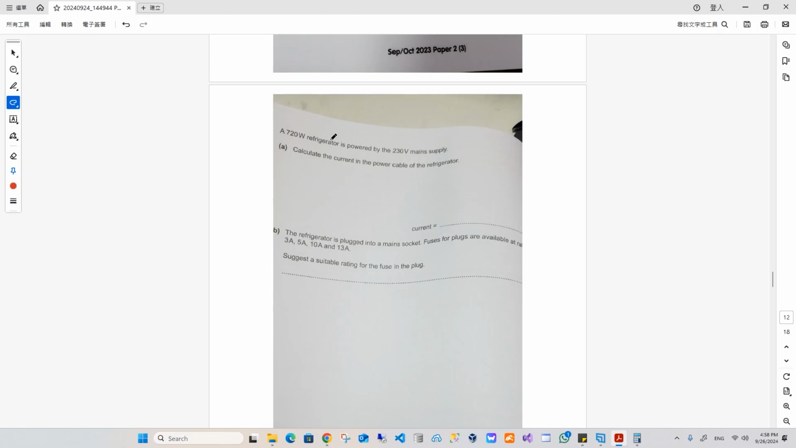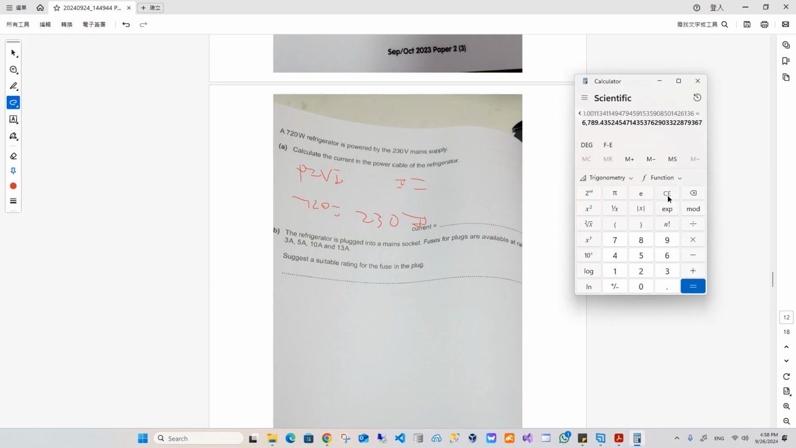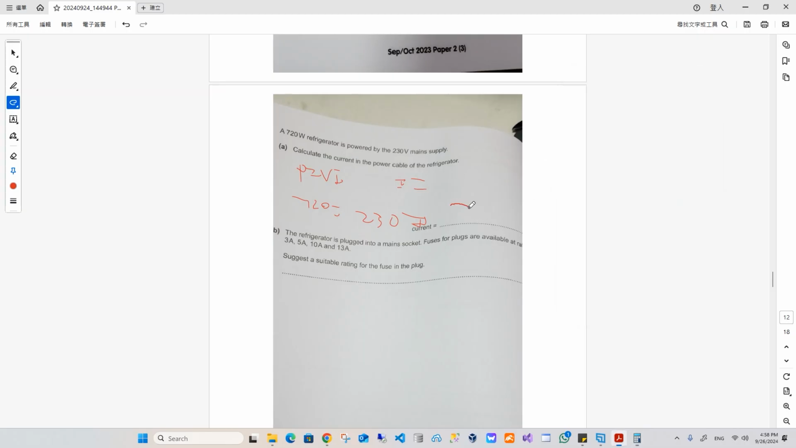With a power of 720 watts, calculate the current. P equals VI, power equals V times I. So 720 equals 230 times I, so I equals 720 divided by 230. That is 3.13 amperes, to 3 significant figures.